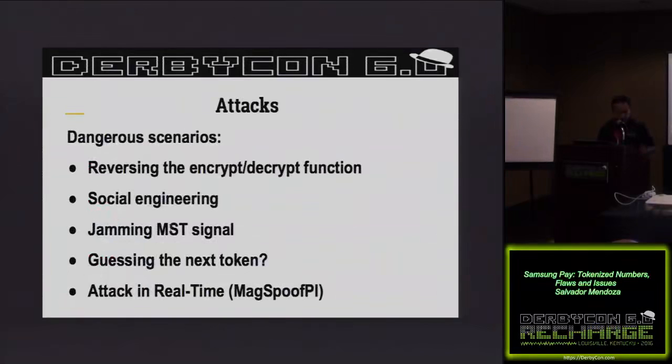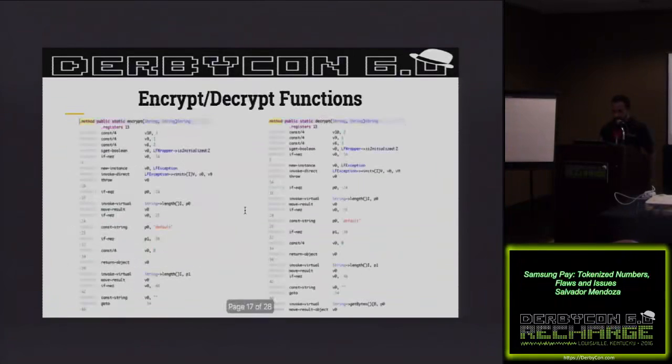So let's go to the good things about the attacks. One of the things I was thinking about is to reverse the encrypt and decrypt functions. If one person can find a 0-day, for example, they are going to be able to reverse the databases and information from Visa, for example, MasterCard, American Express, or any other bank.